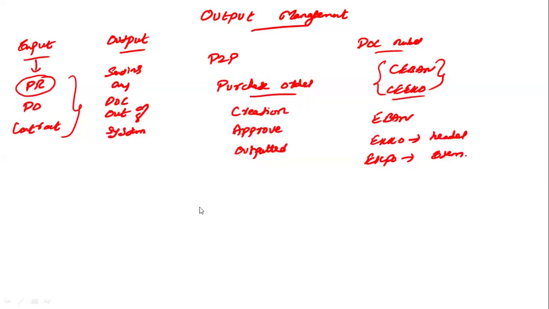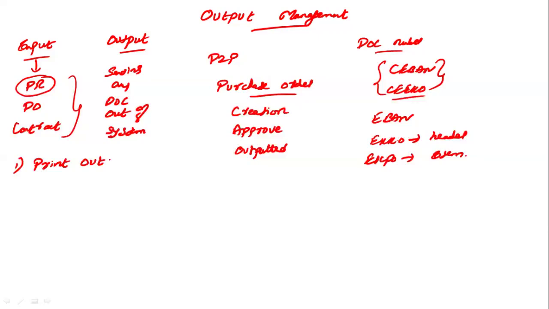So now let us see in how many ways, in how many formats, we are going to send the output to the vendors. So the first option is the printout. Whenever the purchase order is created, you will be able to see the purchase order, and you can print it and send it to suppliers. That is the first option.